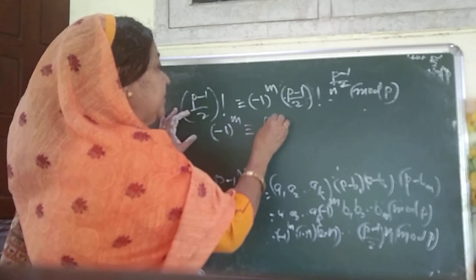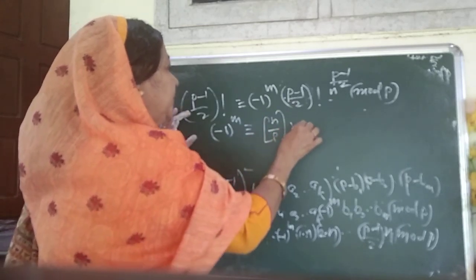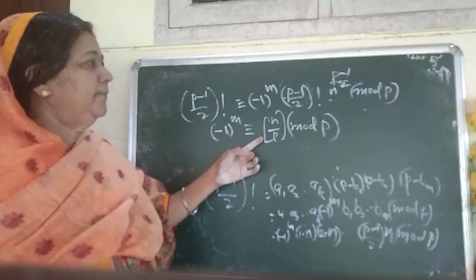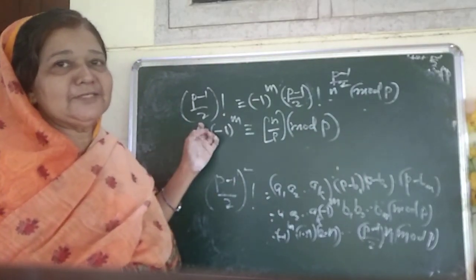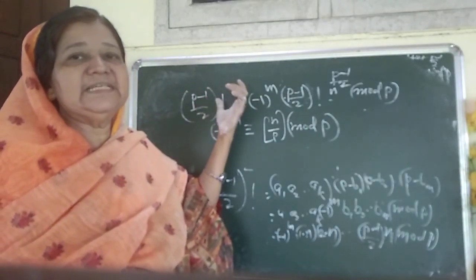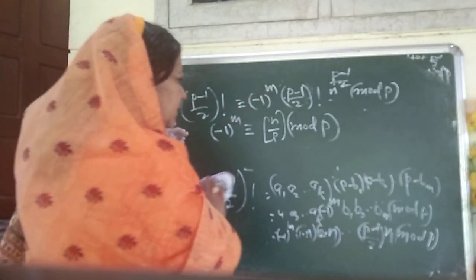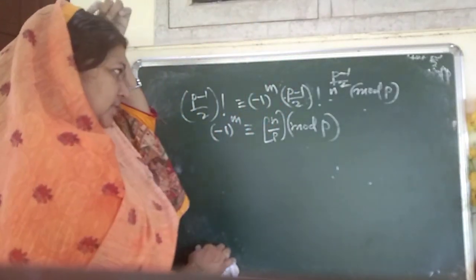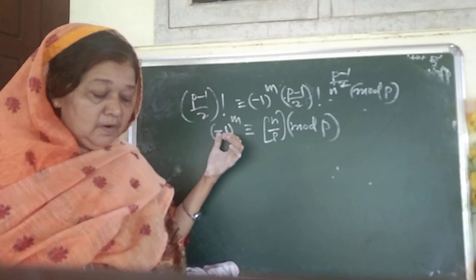We know it is N by P modulo. Therefore, N by P is minus 1 raised to M modulo P, where M is the number of remainders which exceeds P by 2. That is the well-known Gauss lemma.